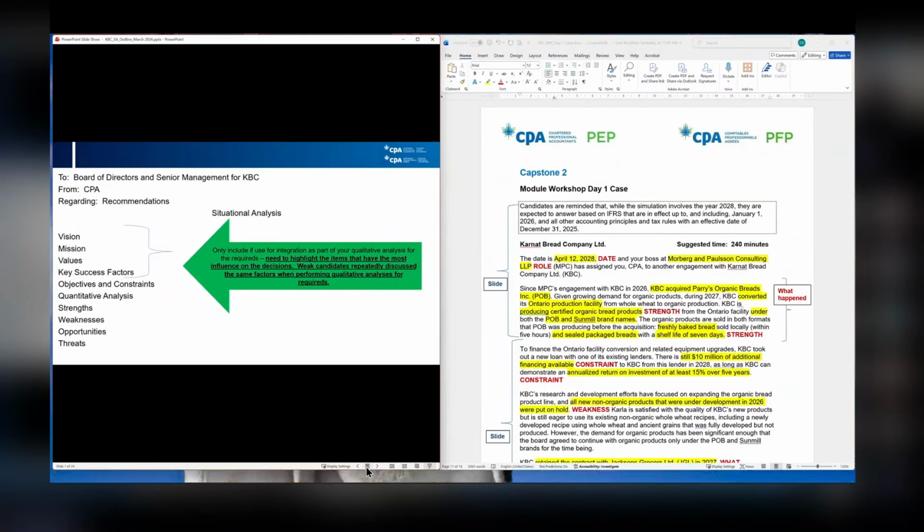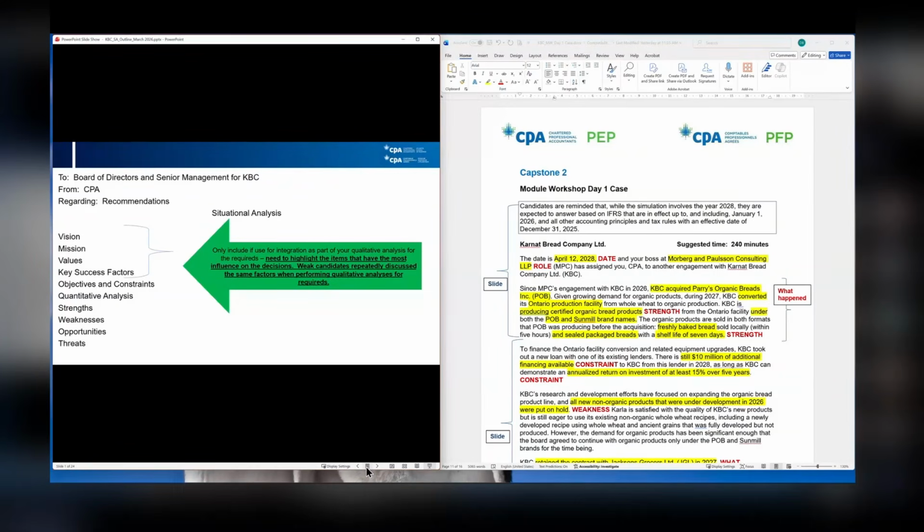So what I'm going to do is include the different components I know I need to address. So the vision, mission, values, key success factors. I'm going to put objectives and constraints together. And I'm doing that on purpose because it makes it easier to copy all of that information and put it under my structure for each of the requirements. And I'll show you that later on. And then, of course, strengths, weaknesses, opportunities, and threats, and the quantitative analysis.